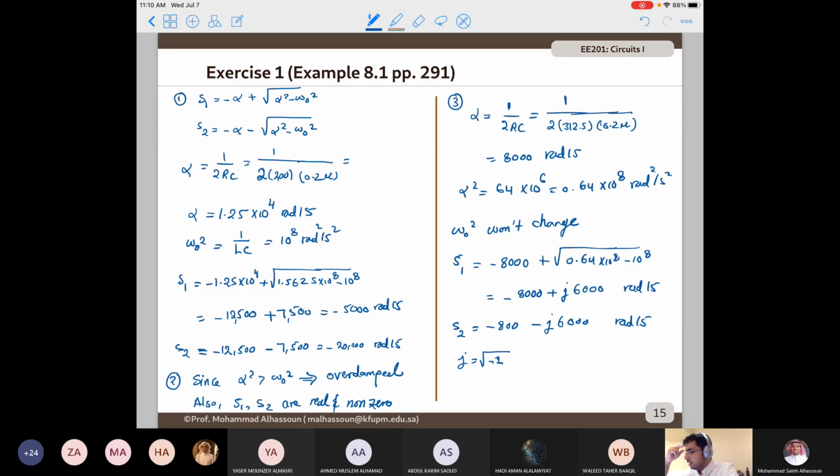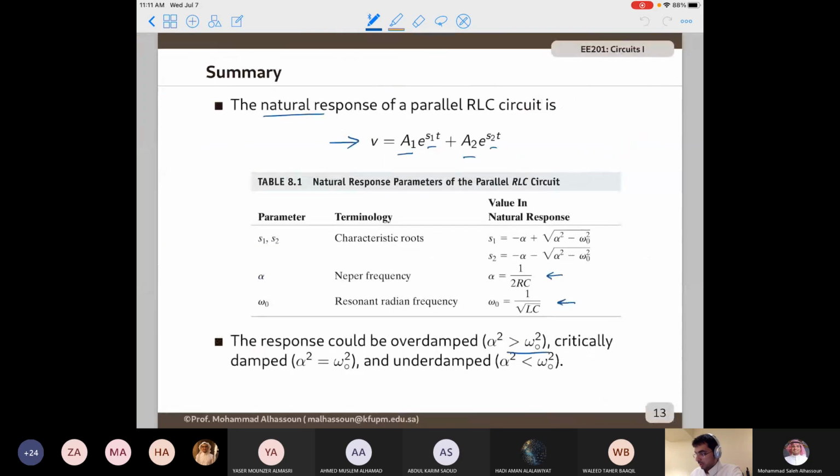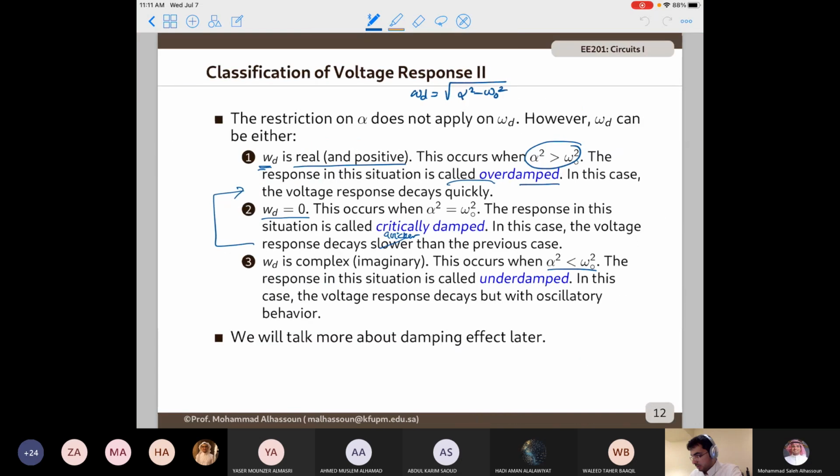Thank you, Hadi. Abdullah, question? What's the response of this one? Is it overdamped, underdamped, critically damped? So remember, we classify the problem into three types: overdamped, critically damped, and underdamped. It's actually underdamped because omega d is complex.